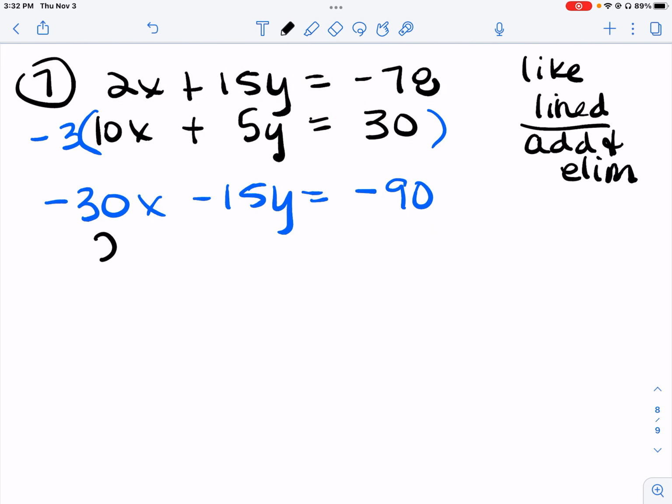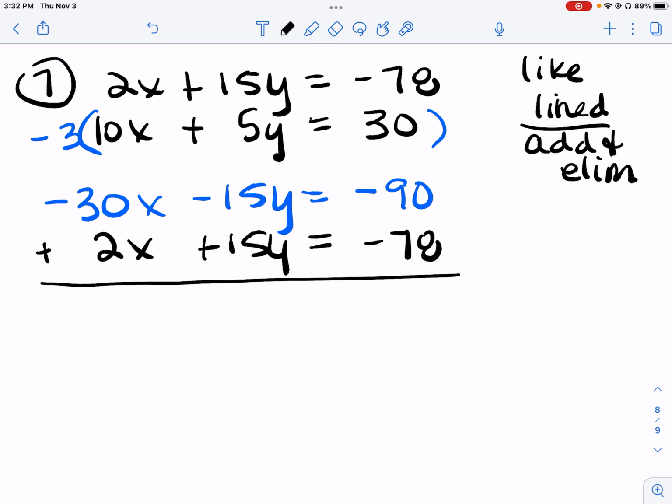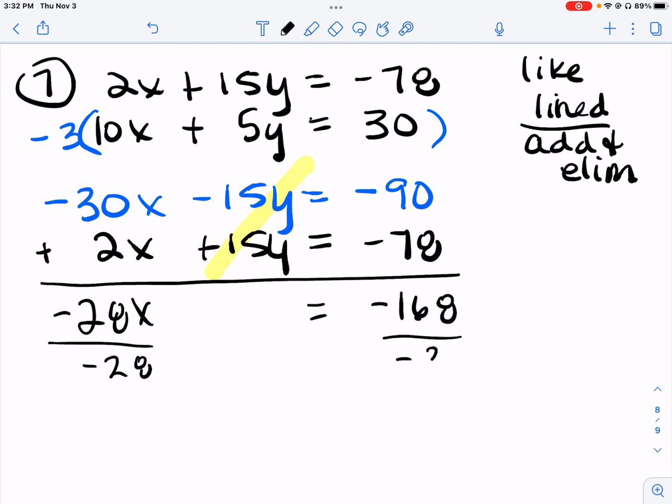Okay, here's my first equation. Now I add. When we add, we see that cancels. That's why I multiplied by negative 3. So I would get negative 15 to cancel with positive. Add the like terms. Divide. So we get x equals 6.